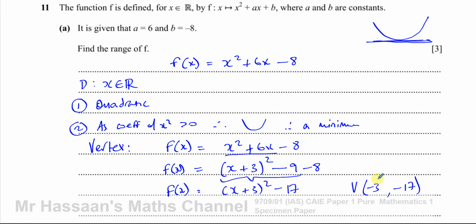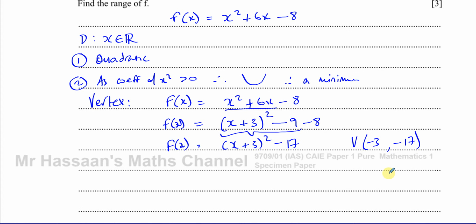Now in this case, all we need to worry about is the y value of the vertex, because that's the lowest value that f will be. So we can say the range of this function f is going to be y is greater than or equal to negative 17. It can reach negative 17, but it can never go below it.